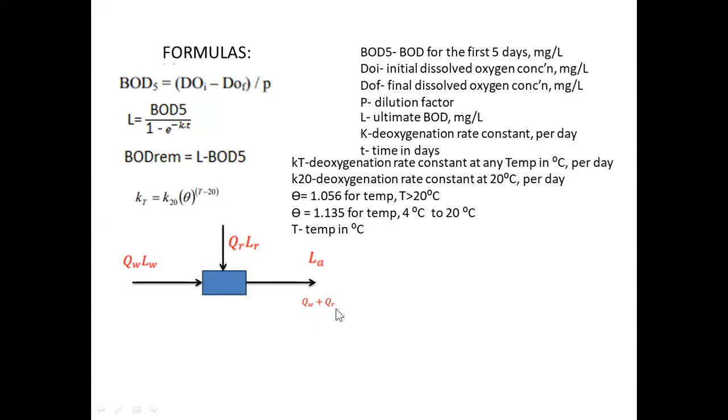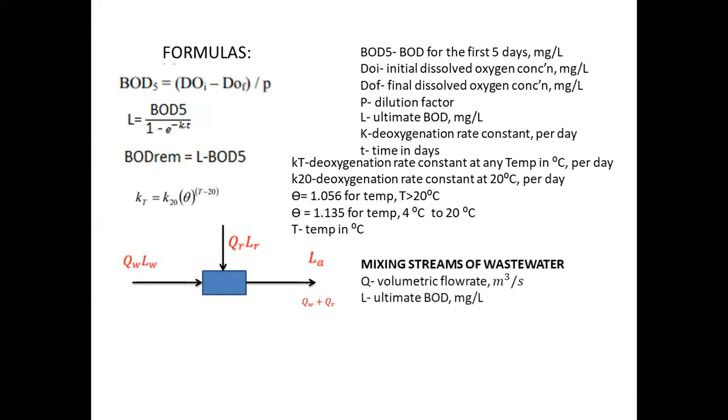Now let's define the variables. When we encounter these types of problems, these are usually mixing of streams of wastewater. So it's kind of gross. Q stands for the volumetric flow rate, in cubic meters per second, and L is the ultimate BOD. This is in milligrams per liter.